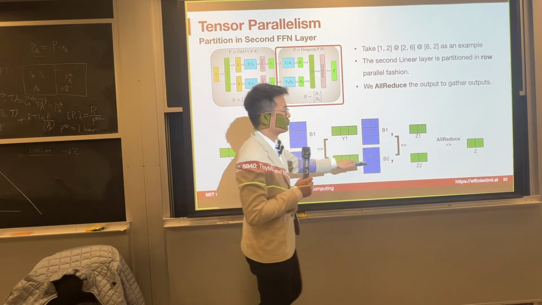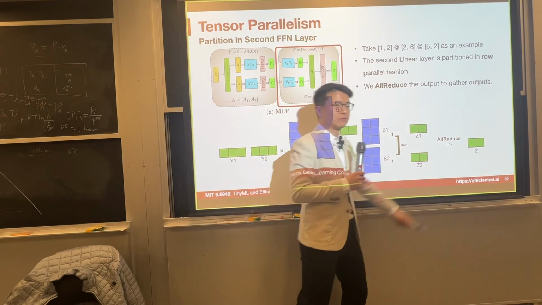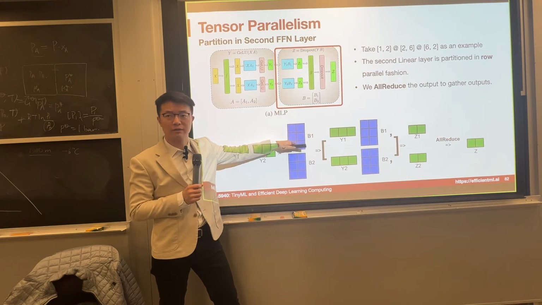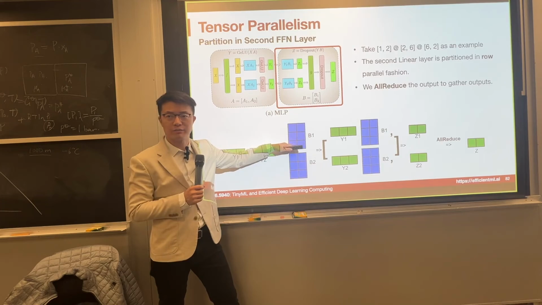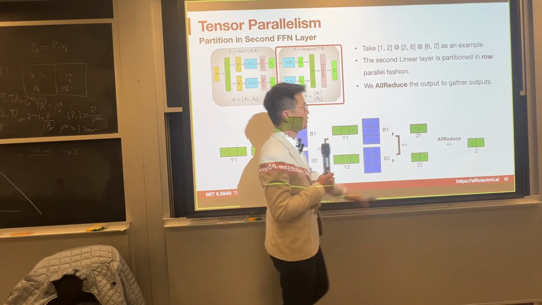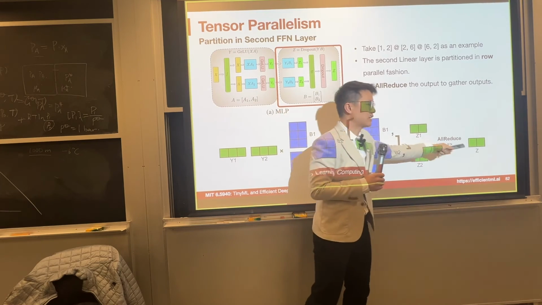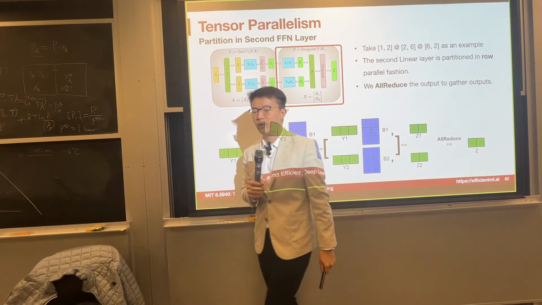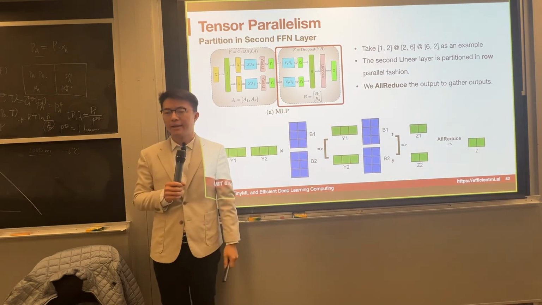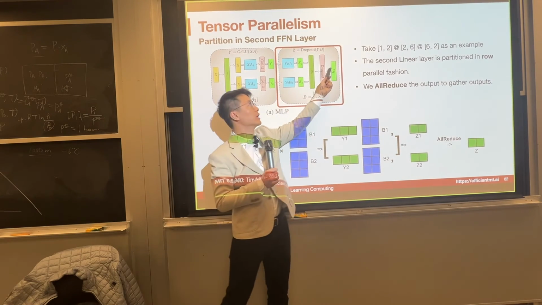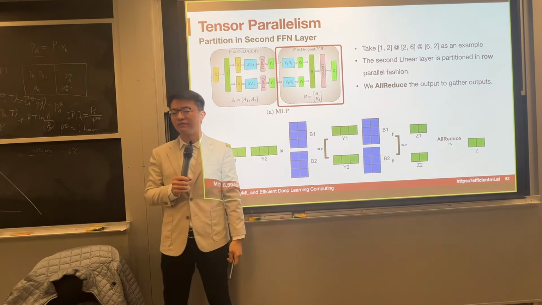In this case, we actually need to do all reduce because these are partial results. This is the full result, and this is the partial result. Therefore, we need to do all reduce in the very end to get the final z, which is 1 by 2. And in this way, we don't need to do any communication in the middle, but only do a reduce in the very end.